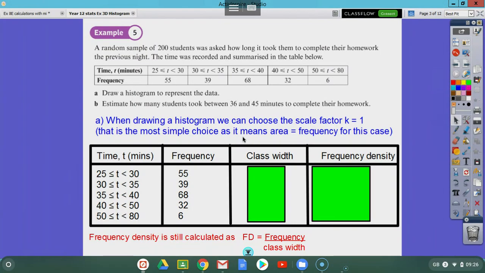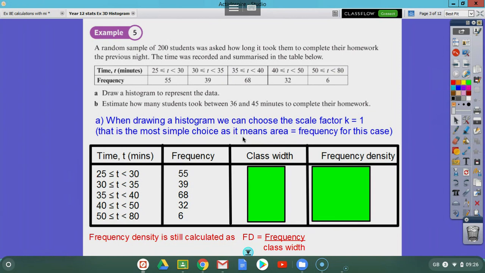All right, video number 2. So you should have copied that down by now. This is quite nice because it's asking us to actually draw a histogram to represent the data. So we can actually choose our value of k. We're going to say that k is equal to 1 because we want it to be the simplest histogram that it can be, so that the area of the bars is equal to the frequency of the intervals.